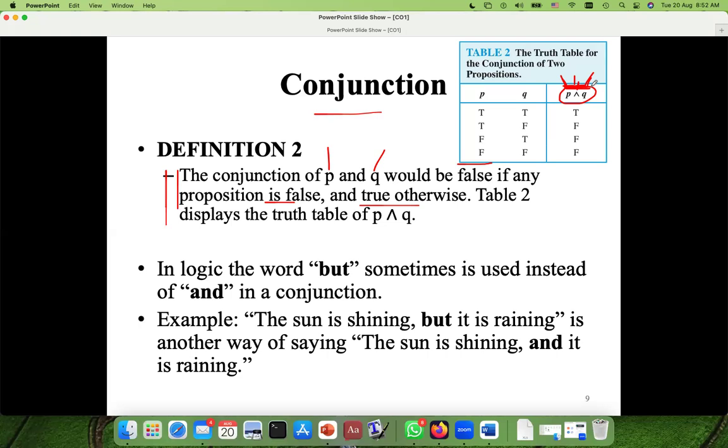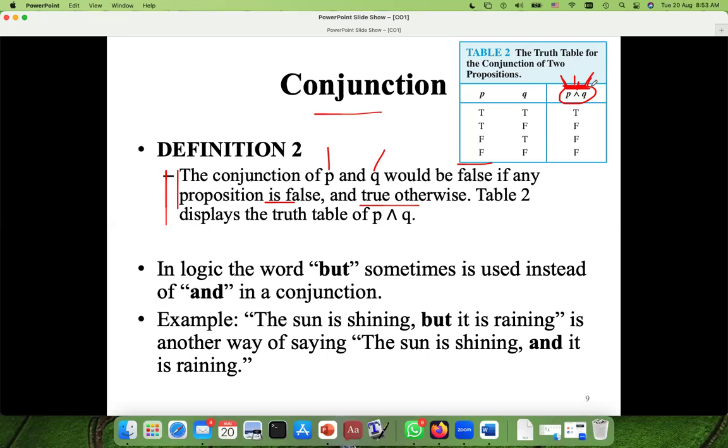Now these P and Q are your input. Now you have to find P and Q. What is the definition of a P conjunction Q? Any false will make everything false. If any value is false, you will have the value false. And here both are true, so the resultant value is true.